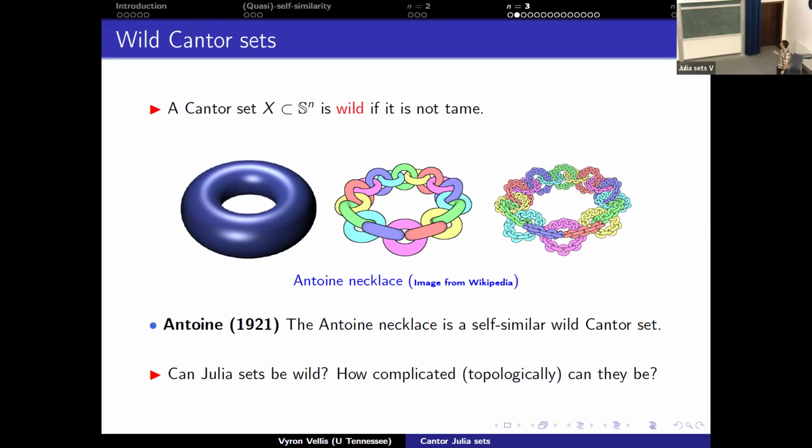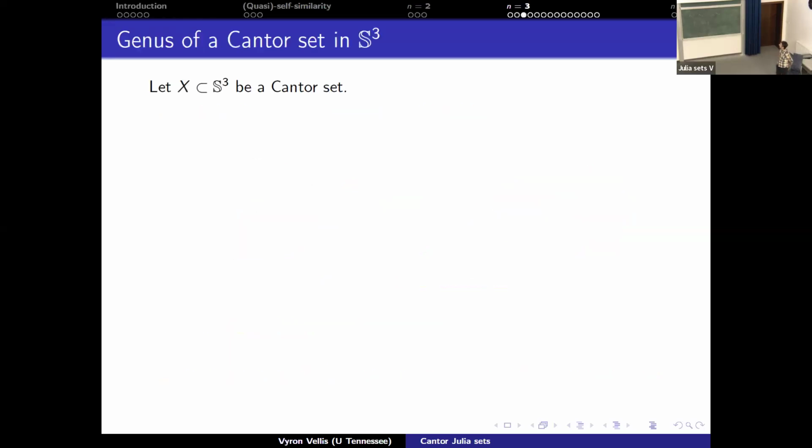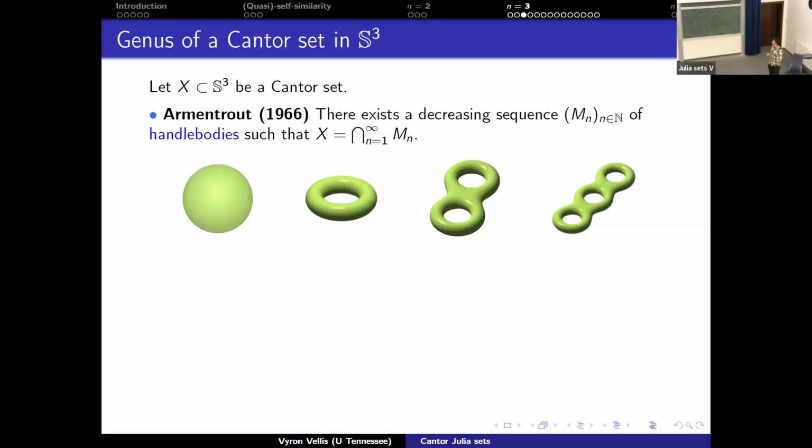This is an index introduced by Zelko in 2005 called the genus of a Cantor set, and that works only in three dimensions. All right, so the idea is this: you start with a Cantor set in S3, and there is a theorem of Armentrout that says that you can construct your Cantor set as an infinite intersection of handle bodies. And a handle body is a three-manifold with boundary, or a cube with handles, if you prefer. Okay, so every Cantor set is the limit of a defining sequence of handle bodies.